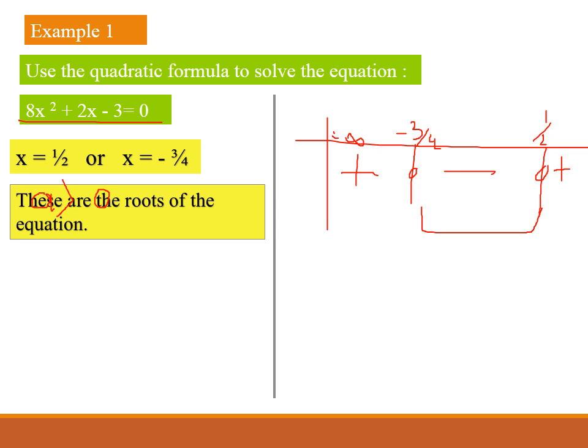Every time you have to put if a is positive or negative. In this case, a is positive. So inside the roots, opposite sign of a. Outside the roots, same sign as a. Okay? So we say that this quadratic equation is positive for minus infinity to minus 3 over 4, union 1 over 2 to plus infinity. And this quadratic equation is negative between minus 3 over 4 and half. That's how we study the sign of the quadratic equation.